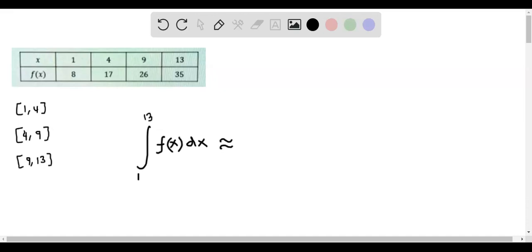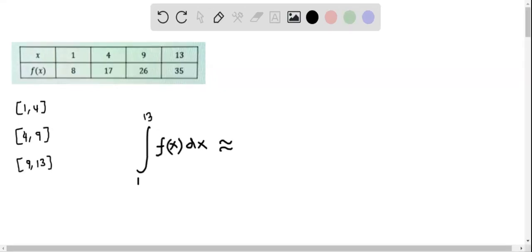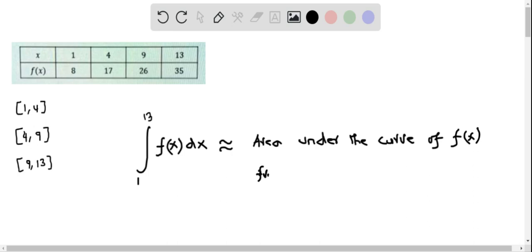We now evaluate this integral of f of x dx from x equal to 1 to 13, and we see that this is approximately equal to the area under the curve of f of x from x equal to 1 to x equals 13.